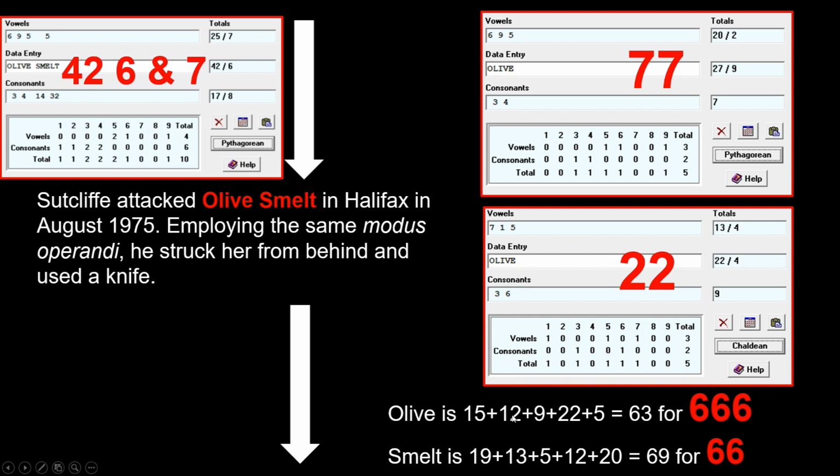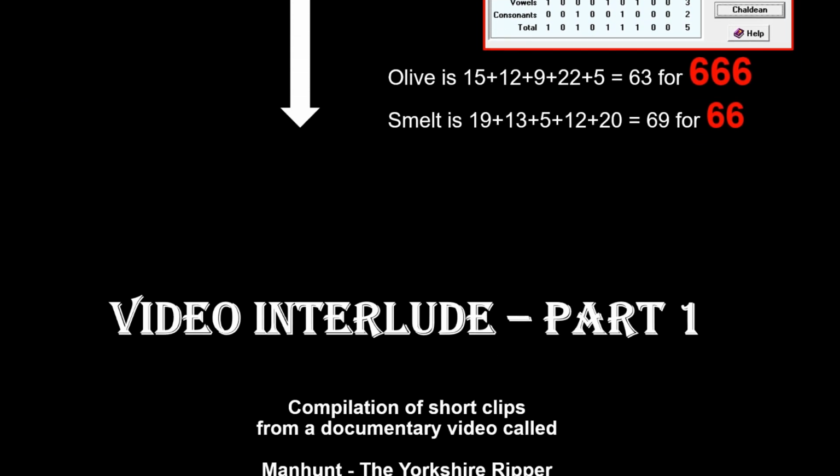And if we add up Olive in English, it comes to 63 for 3 6s for 666, and Smelt comes to 69. So we've got a 6 and a reverse 6, or an upside down 6 for 66. Lots and lots of Masonic code here.